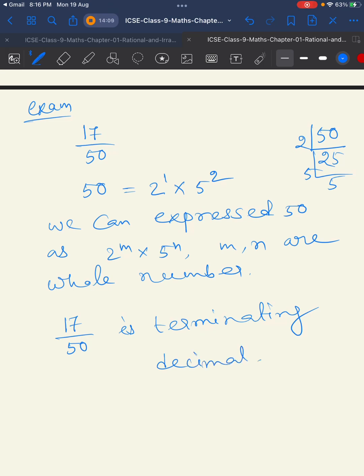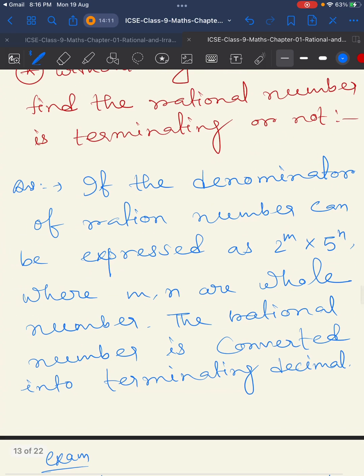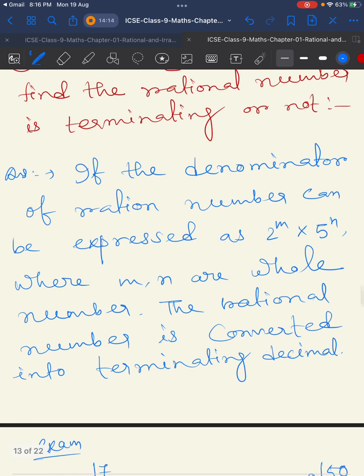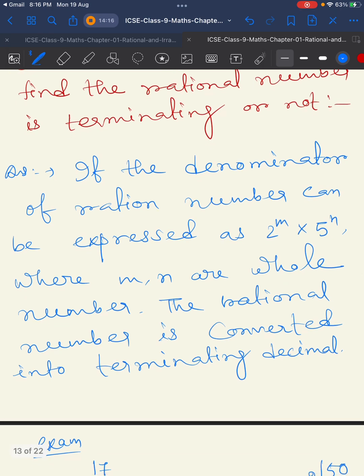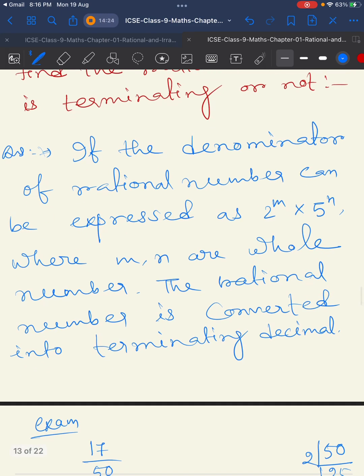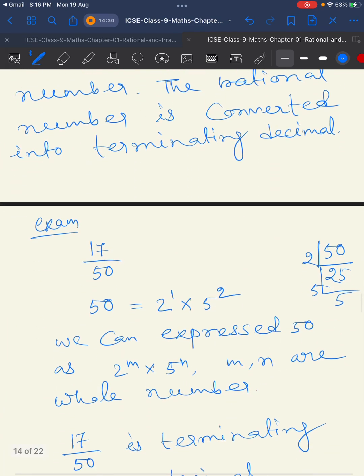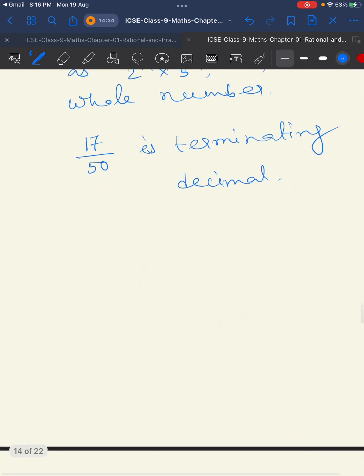Okay, so here see this definition. If the denominator of a rational number can be expressed as 2 to the power m into 5 to the power n, where m and n are whole numbers, then this rational number is called a terminating decimal.